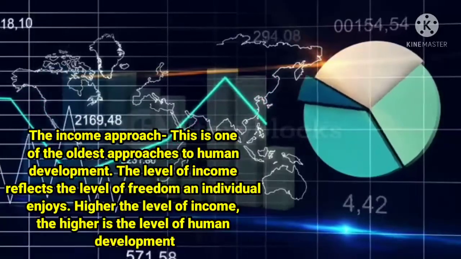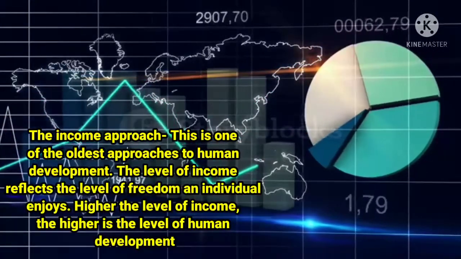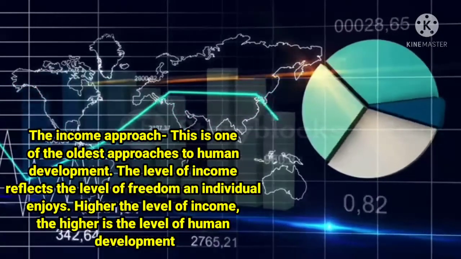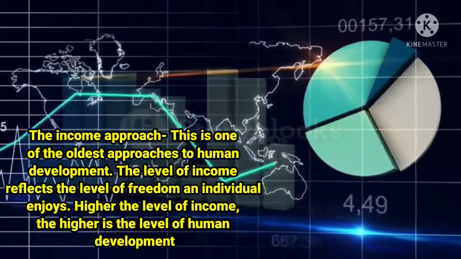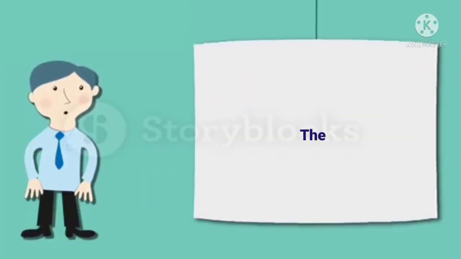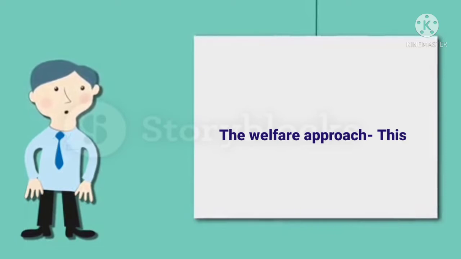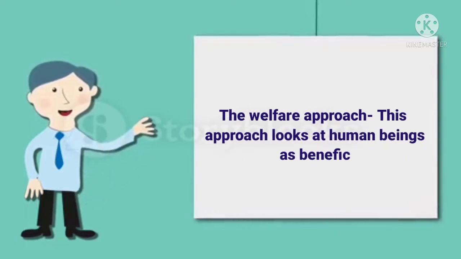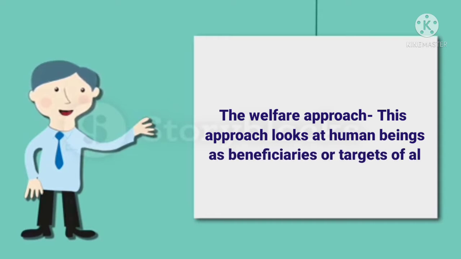That means to improve the income, we have to get a good education and also access good health, through which we can improve in the income field, and that is the first approach of human development. The second approach is the welfare approach.